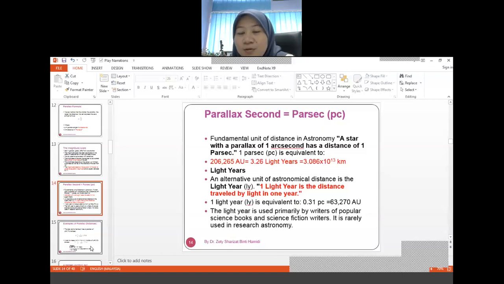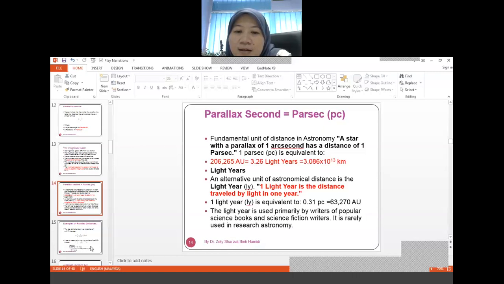So just imagine we want to take one complete cycle within 1 year, which is 365 days. So that is actually equivalent to 1 light year. And this 1 light year is equivalent to 0.31 parsecs, which is equivalent to 63,270 AU, right? And basically we use the unit of parsecs for the distance of the stars, because they are of course far, far away from us.